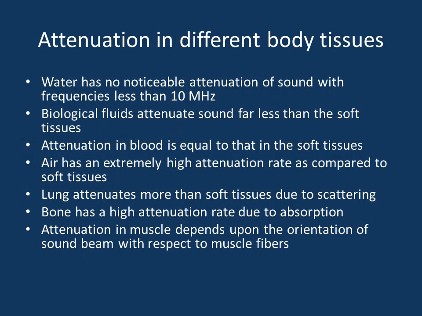Here are some differences in the attenuation of sound with the different body tissues. Water has no noticeable attenuation of sound with frequencies less than 10 megahertz. Biologic liquids attenuate sound far less than the soft tissues. Attenuation in blood is equal to that of soft tissues, and the air has an extremely high attenuation rate as compared to the soft tissues. Lung attenuates more sound than the soft tissues due to the scattering of the sound. Bone has a high attenuation rate due to absorption. The attenuation in the muscle depends upon the orientation of the sound beam with respect to the muscle fibers.